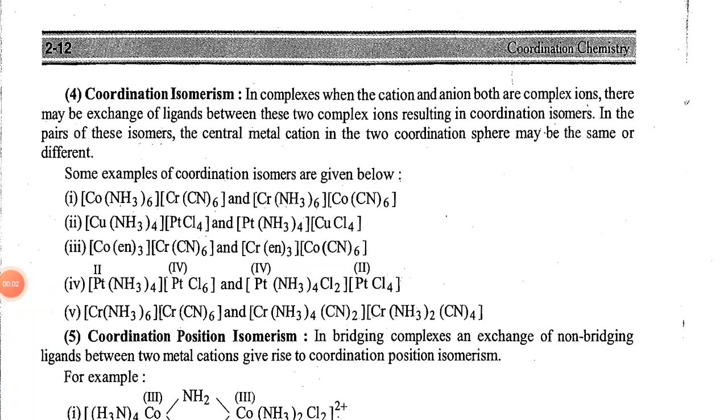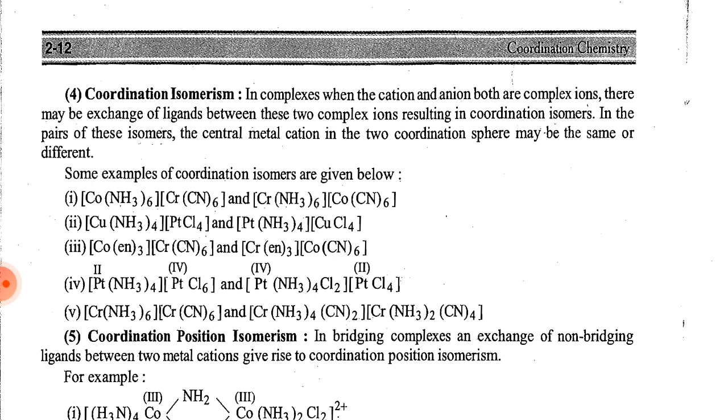Isomerism in complexes: when the cation and anion are both complex ions, there may be an exchange of ligands between these two complex ions, resulting in coordination isomers. In a pair of these isomers, the central metal cation and the coordination pair may be the same or different.